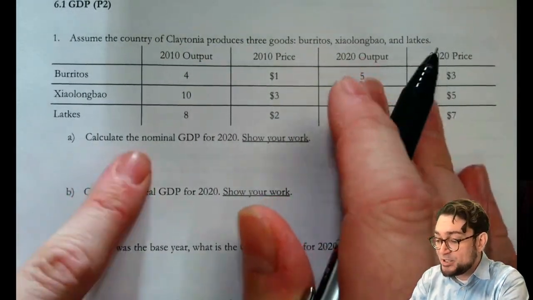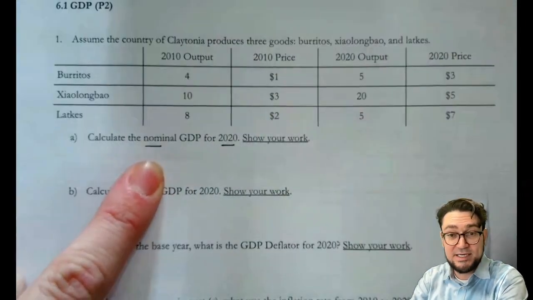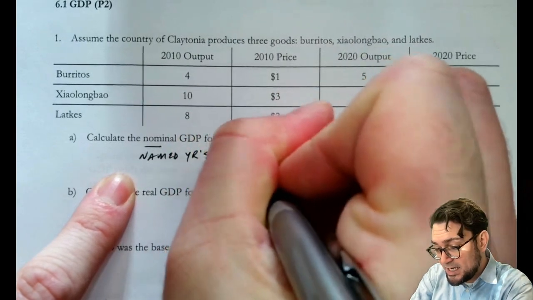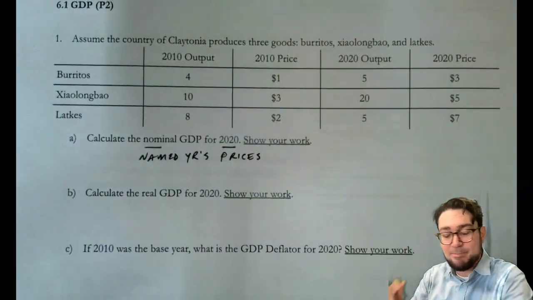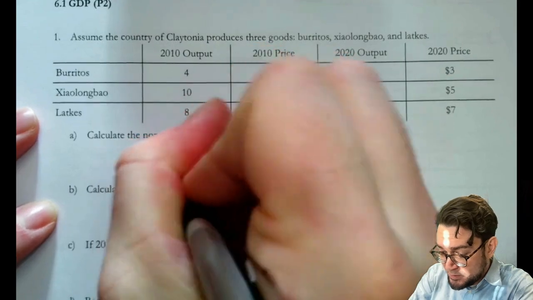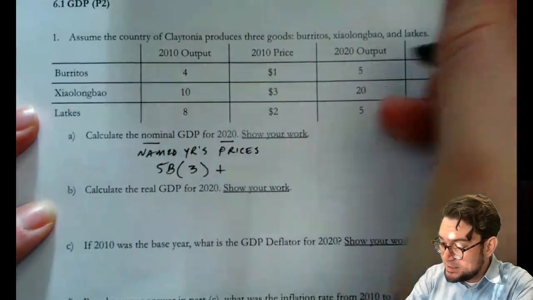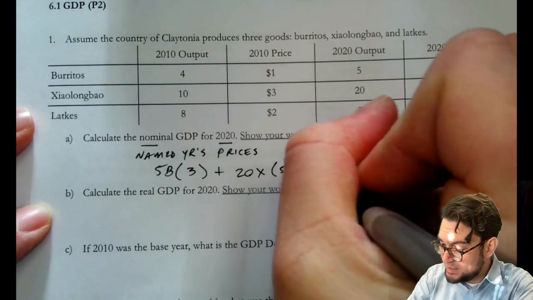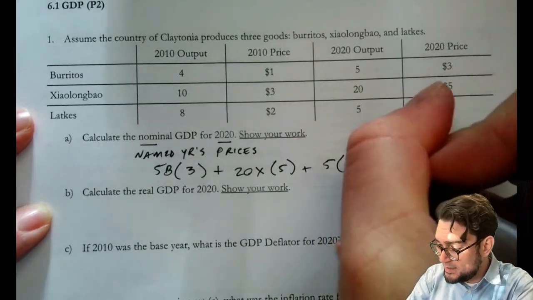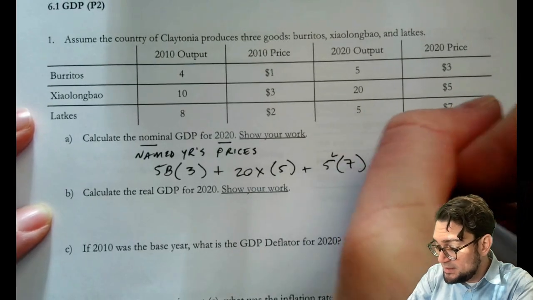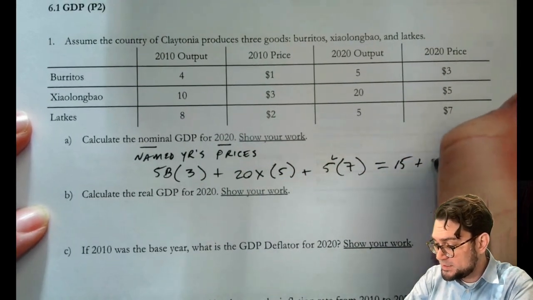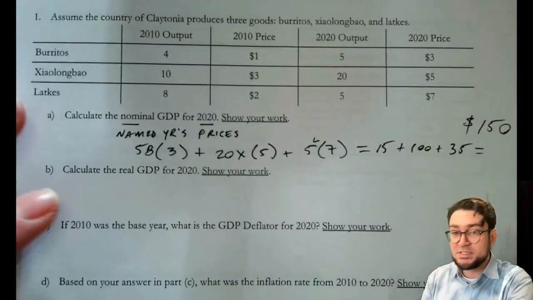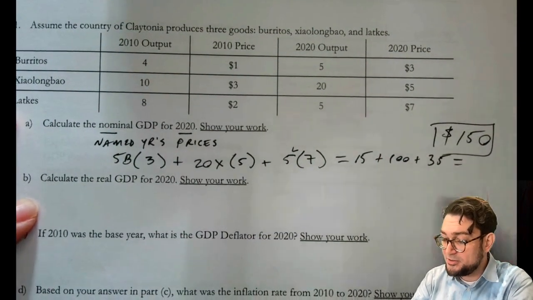So the way we would calculate nominal GDP is to use the named year's prices, right? That's what nominal is tipping me off to. Now I have 5 burritos times $3 plus 20 xiaolongbao times $5 plus 5 latkes times $7. And so that's 15 plus 100 plus 35 equals $150. So our nominal GDP is $150 in 2020.